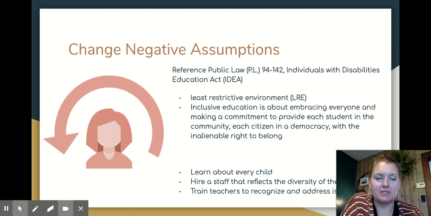Changing negative assumptions. I don't think there's a right way that you can do this. I think every building, every staff, every leader is going to have a different way that they can handle this. There's no one size fits all.